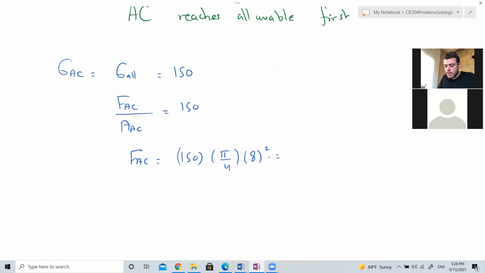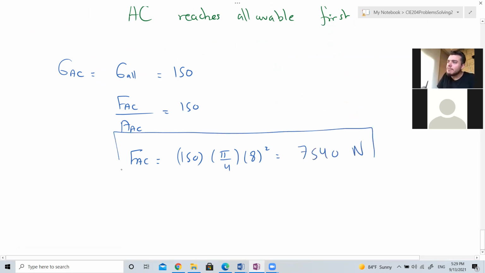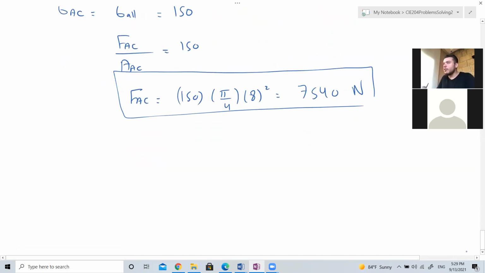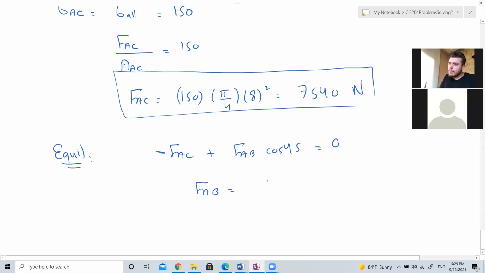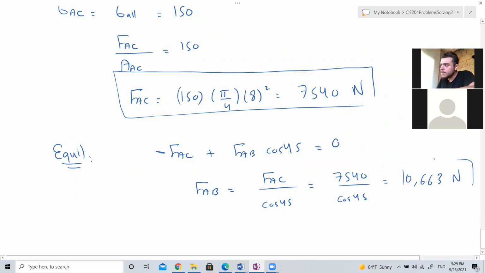Very good. It comes out to 7540 newtons. This is the correct value of FAC, not the one before. Now we're gonna apply equilibrium to find FAB. So minus FAC plus FAB cosine 45 is equal to 0, and therefore FAB is FAC over cosine 45, which is 7540 over cosine 45, which is 10,663 newtons. Can you see?